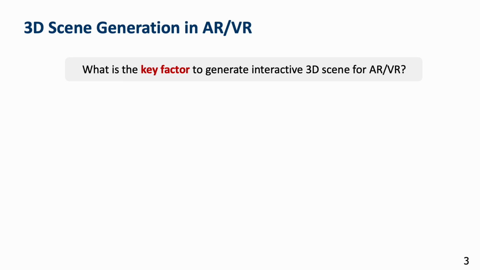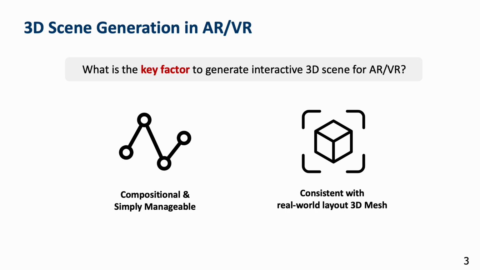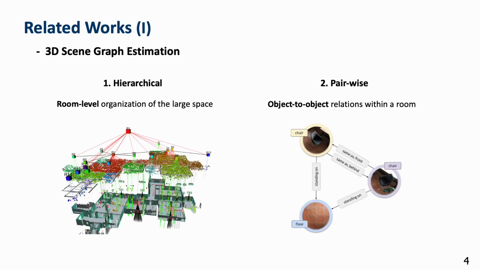In this work, we focus on two essential components. First, we aim to understand compositional 3D spaces through a simple and compact representation. Second, we focus on generating object-level 3D meshes that accurately align with the real-world layout. To address the first point, we adopt a 3D scene graph as our core representation.